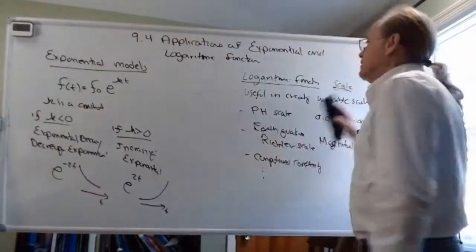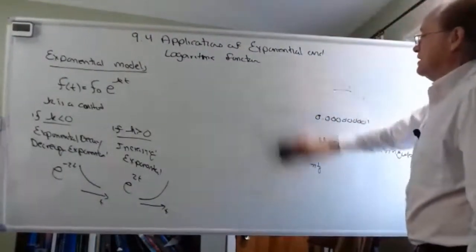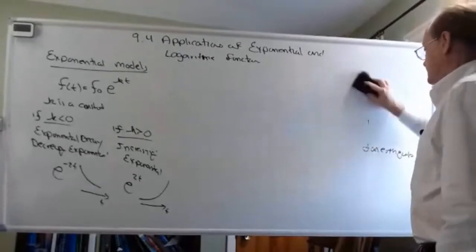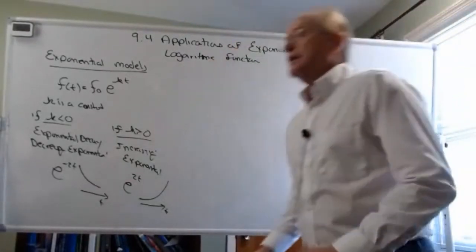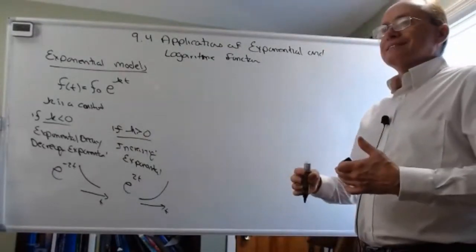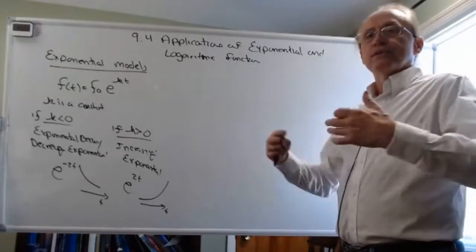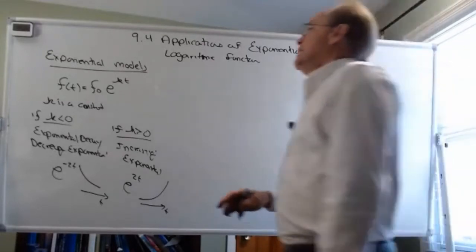And the first one I mentioned was radioactive decay and carbon dating and that sort of thing. So it was discovered back in the 1940s that the amount of carbon in a living thing stops growing as soon as the living thing dies. And then it starts to decay at a fixed rate.